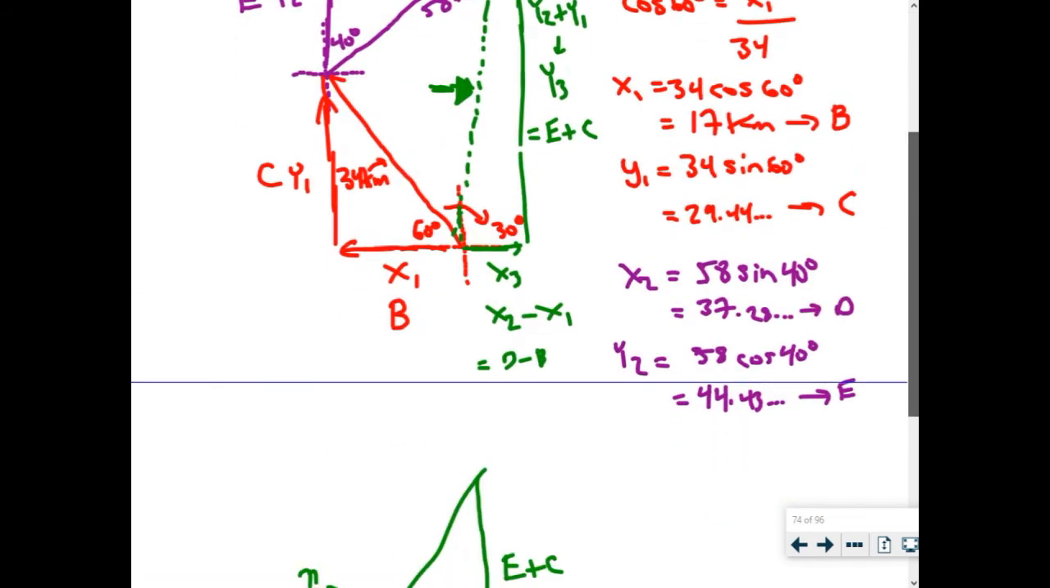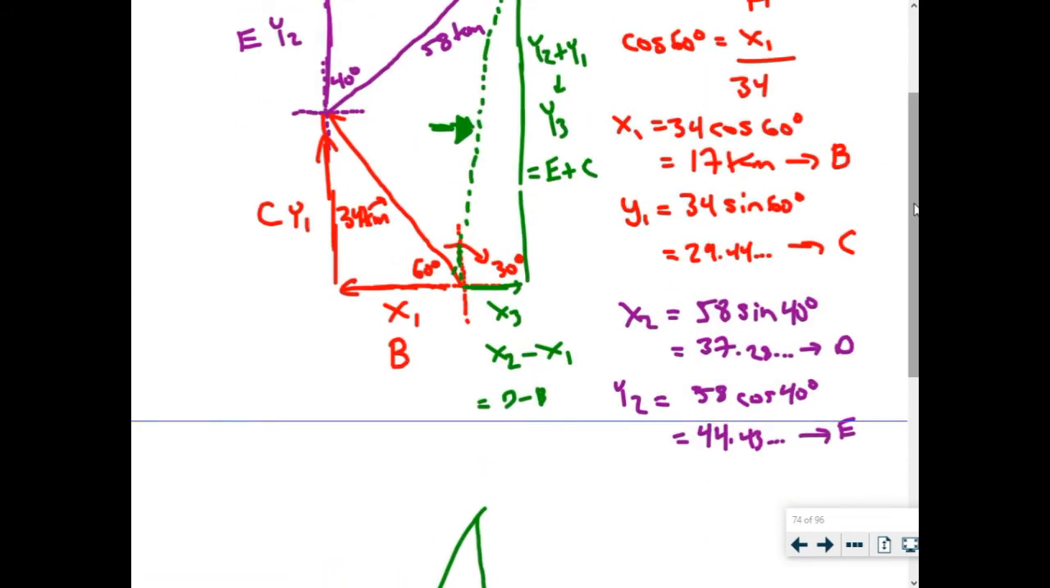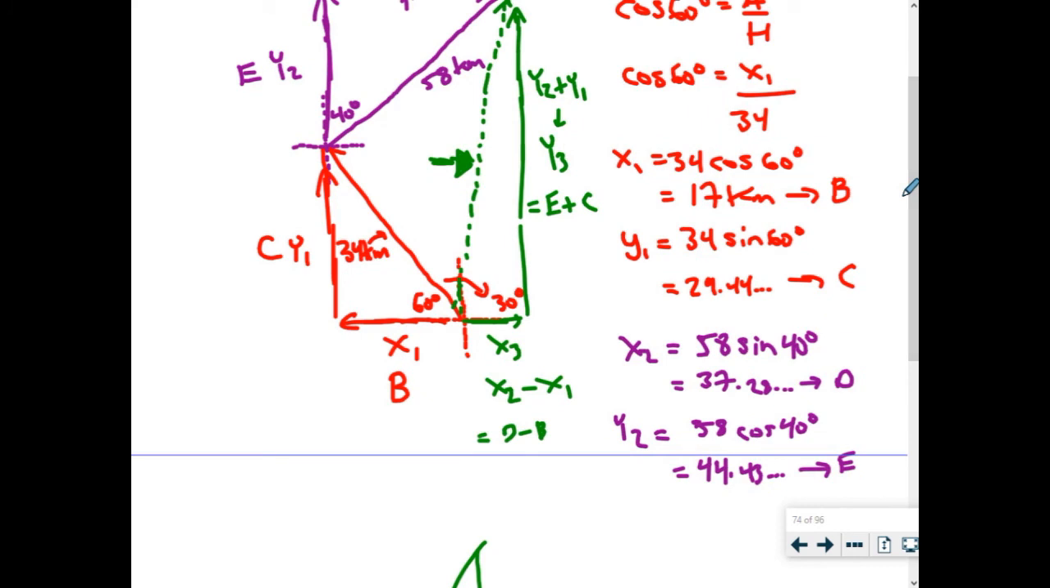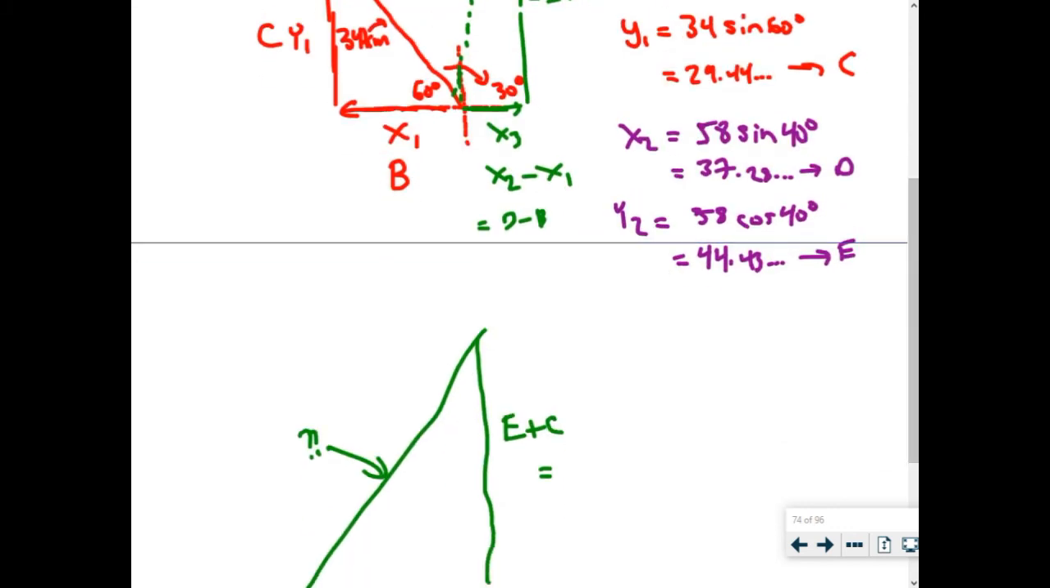What were they? E was 44.43. That was 58 cosine 40. Okay, 58 cosine 40 was 44.43. That's E. Then I'm going to add to that C, which was 34 sine 60. This is one of the reasons why it's kind of nice to write down all your values on the side too, just in case you lose them. Okay, so hopefully you'll have the same thing as me now. I just had to use a different calculator because something's wrong with my first one.